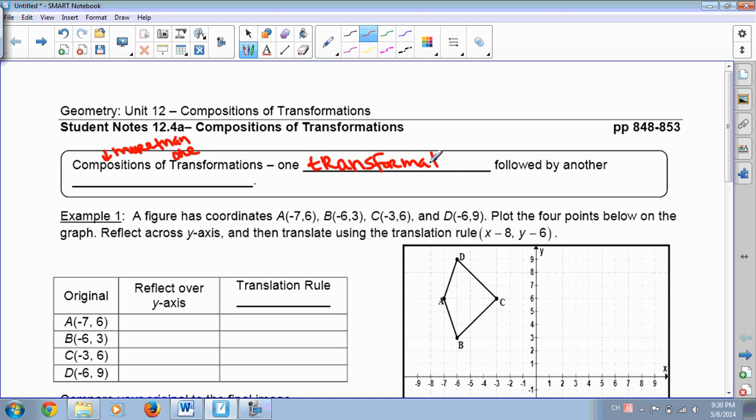So it could be a reflection and a translation. It could be a rotation, then a reflection. It could be two translations. It could be two rotations. It can be any of the three that we've learned so far.